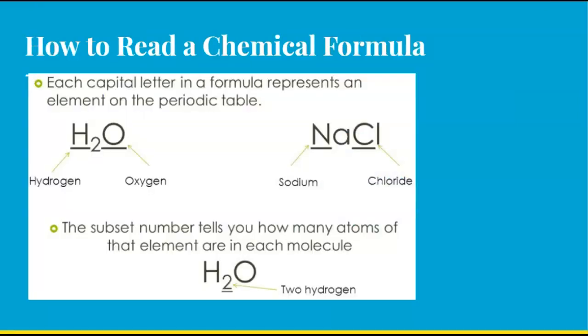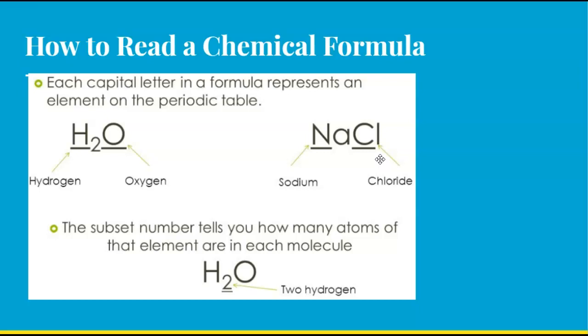Whenever you're looking at a formula, you're going to see capital letters, and each capital letter represents an element. So this capital H represents hydrogen, and this O represents oxygen. Over here, you'll notice we have a capital N and a lowercase a. So that means these two go together. And if we look on the table, it means sodium. Sodium's on the periodic table, Na. Same thing over here, a capital C and a lowercase l. We check our handy periodic table and we find out it's chlorine.